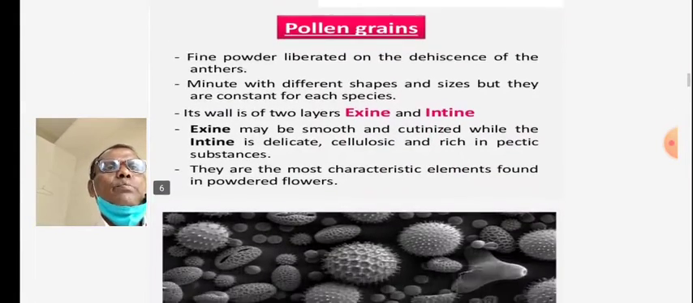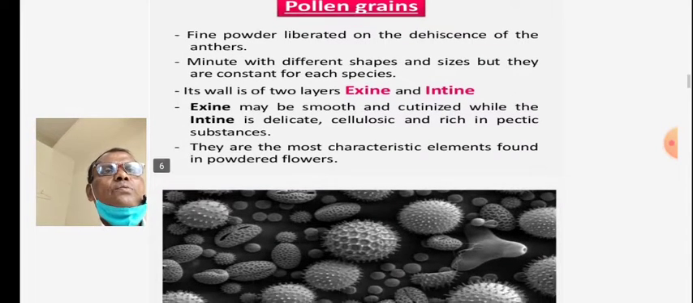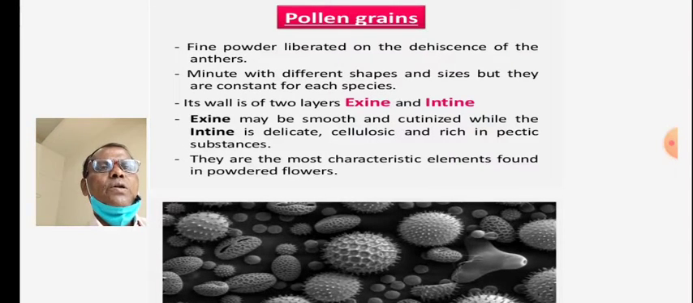Then secondly, about the pollen grains. How are pollen grains developed? Here you are observing good photographs of pollen grains. They are a very small, fine powder-like structure, and they are liberated from the anther. The shape and size show differences. Here you are observing different shapes: triangular, circular, globular, right?